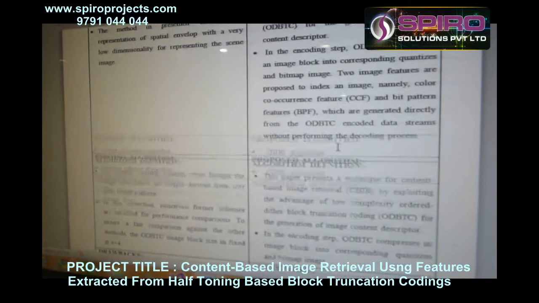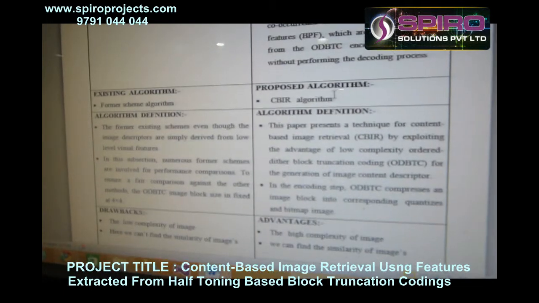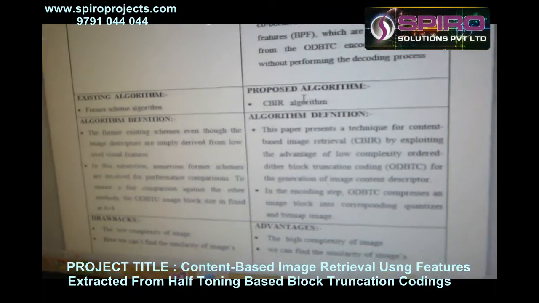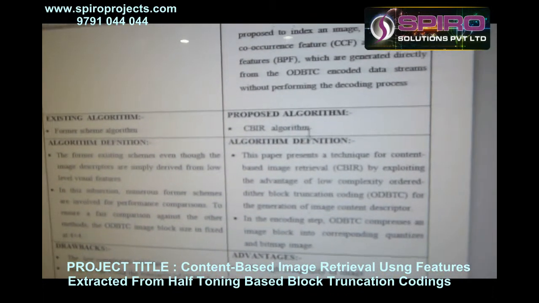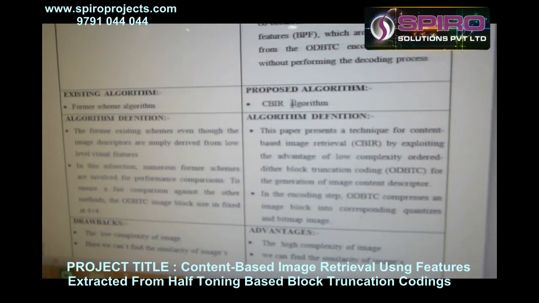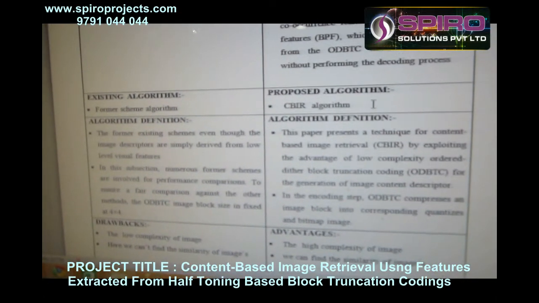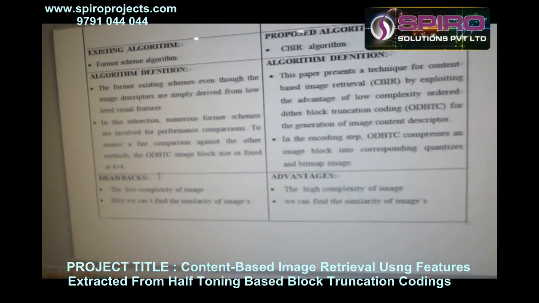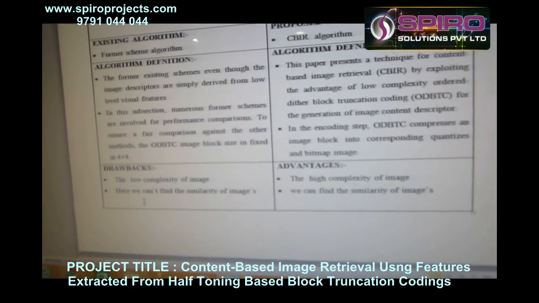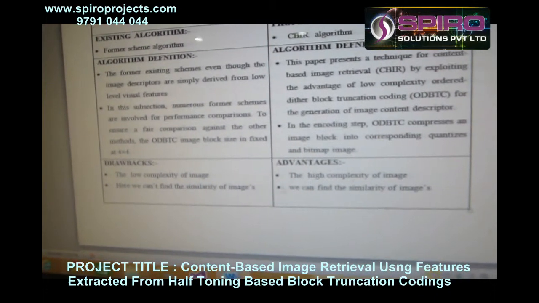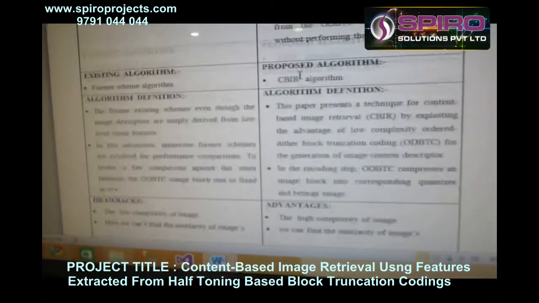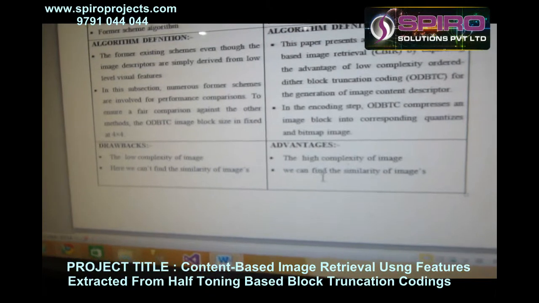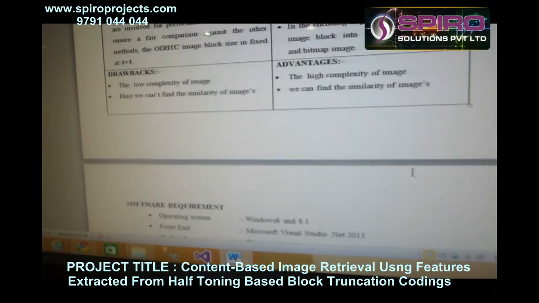How do we find the similarity? You split the images into RGB colors, then combine those RGB colors and find the vector values. Based on the vector values, we find the similarity. The drawback of the existing system is low complexity of images, and we can't find the similarity of the images. The advantage of the proposed system is high complexity of images, and we can find the similarity of images.